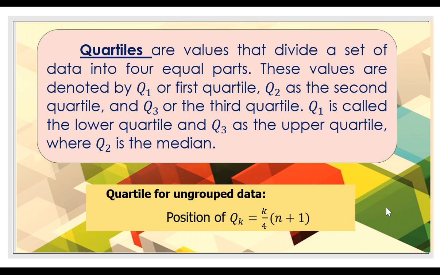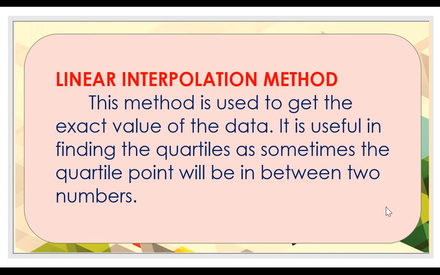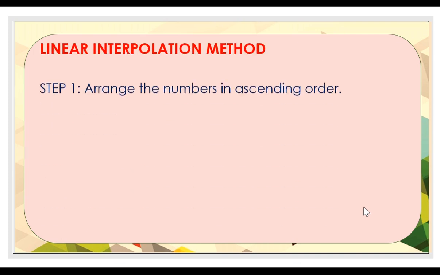Another is the linear interpolation method. This method is used to get the exact value of the data. It is useful in finding the quartiles, as sometimes the quartile point will be in between two numbers. So what are the steps in the linear interpolation method?